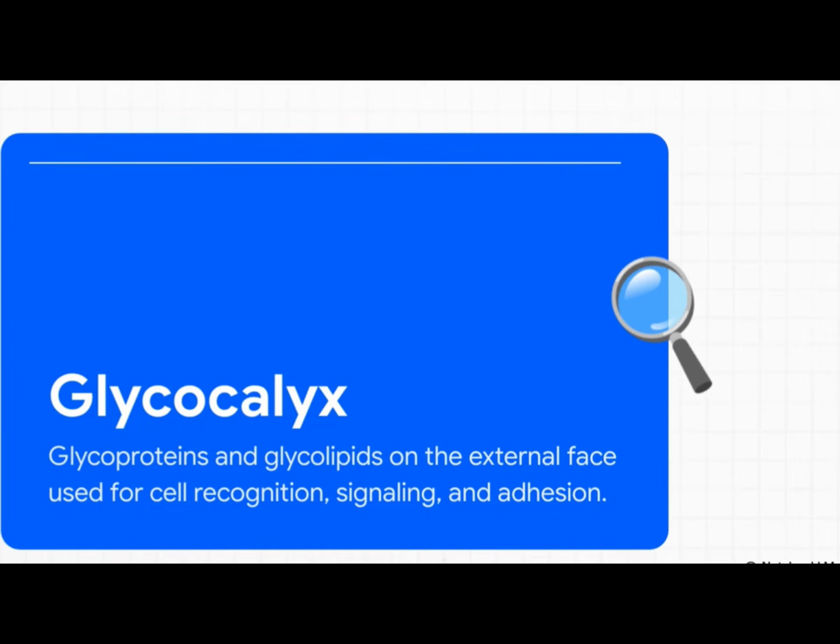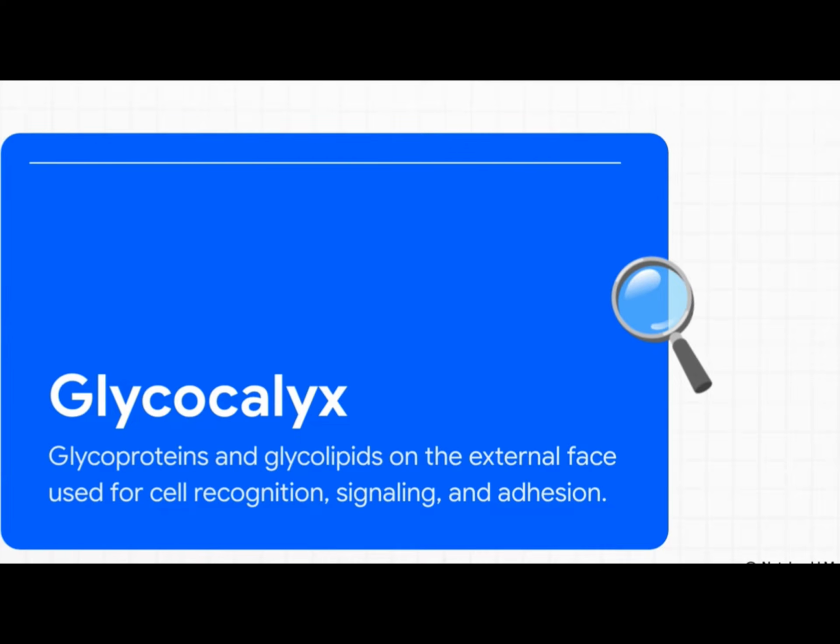Then, on the very outside of the cell, you have these short carbohydrate chains attached to proteins and lipids, and together they form what's called the glycocalyx. The best way to think of this is as the cell's unique molecular ID badge, or its fingerprint. This is how your immune system recognizes your own cells, friend, from foreign invaders like bacteria, foe.